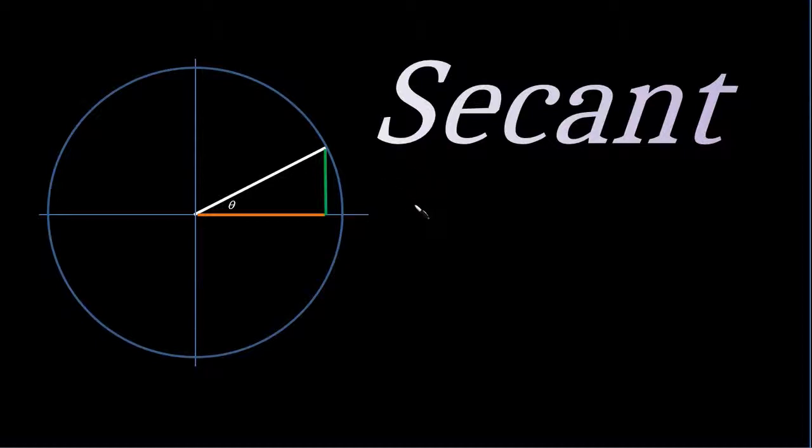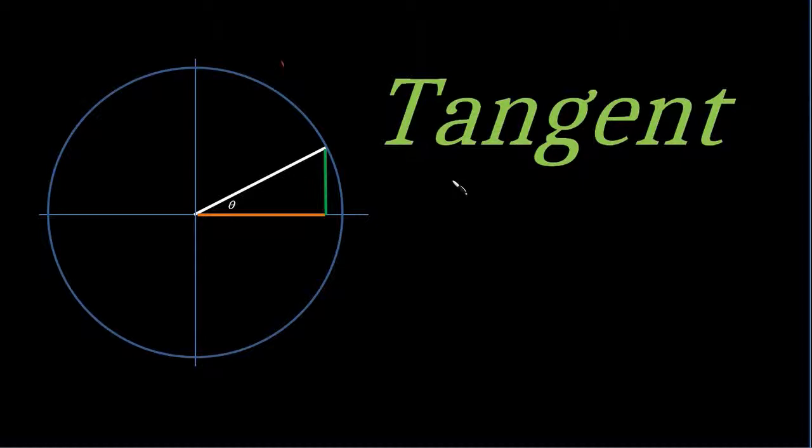Secant actually means the line that cuts. But before we see what the secant is and why it's called the secant, let's remember what we did with the tangent. Tangent was also something a little bit mysterious. Why is the third function, the tangent ratio, called tangent?